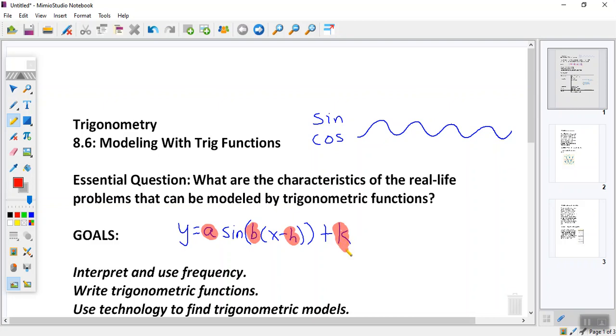But our job today is to take the description and then find values for a, b, h, and k. Now I'm going to be honest with you today. Most times h is going to be equal to 0. That won't happen all the time.